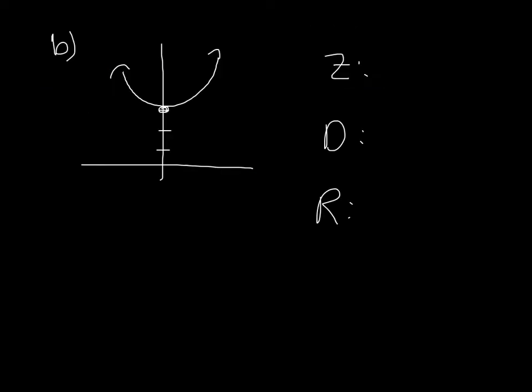Alright, here's an easy one. Okay, where are the zeros? Where does it cross the x-axis? Well, it doesn't. There are none. It never crosses the x-axis. Alright, domain. Here we go.